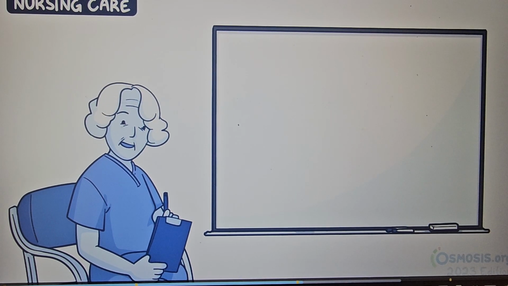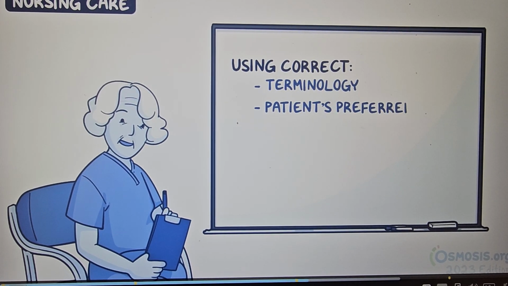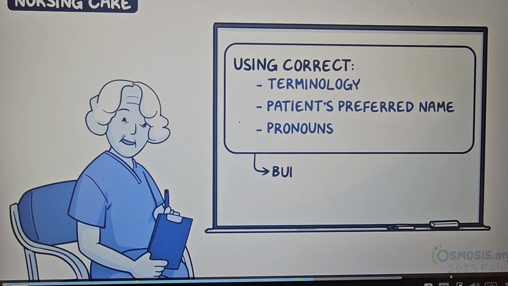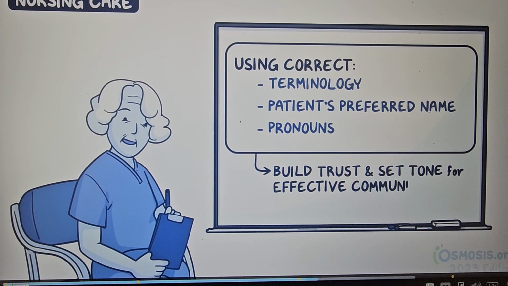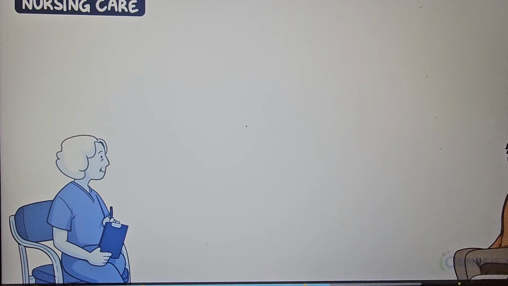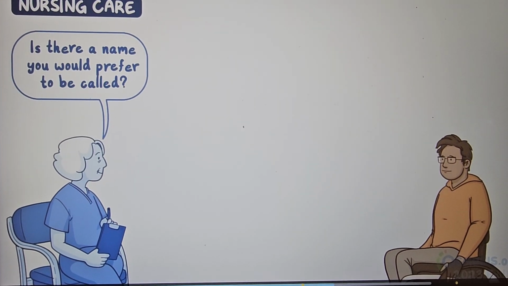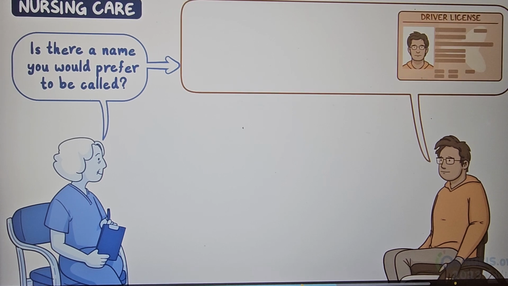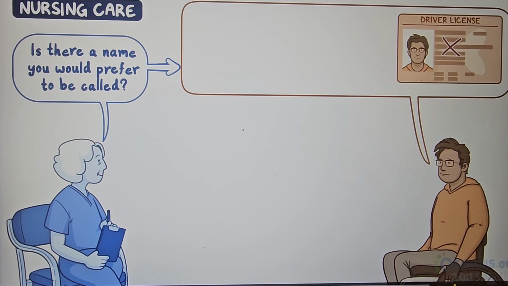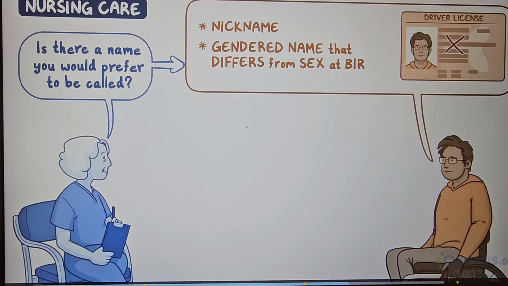Now let's talk about the nursing care you'll provide to create an inclusive environment for your patients. Using correct terminology, your patient's preferred name, and their pronouns can help build trust and set the tone for effective communication. To begin, establish your patient's preferred name by asking, "Is there a name you prefer to be called?" This gives all patients who use a different name from their legal name a chance to share this information, whether it's a nickname or a gendered name that differs from their sex at birth.